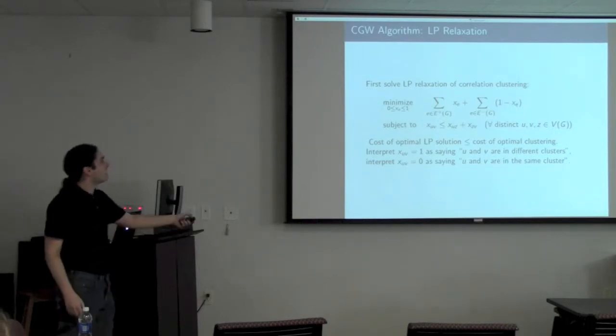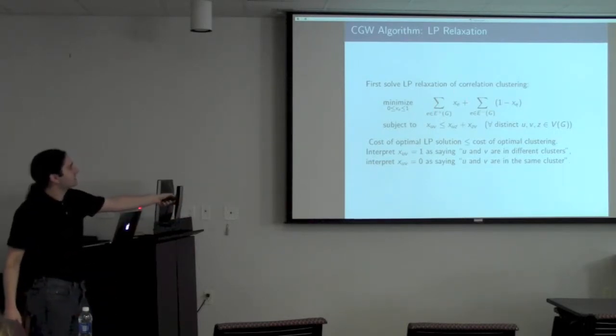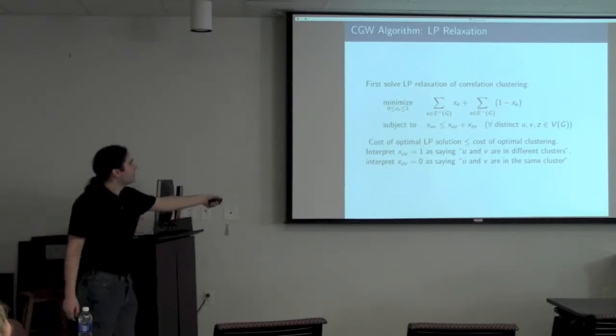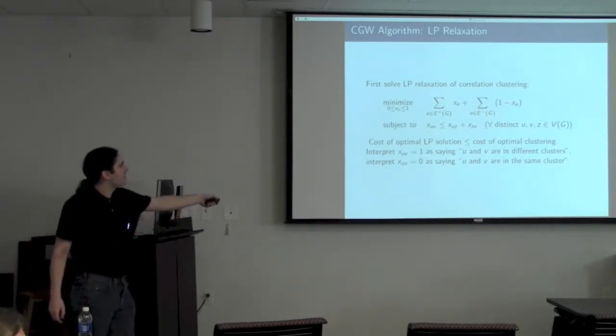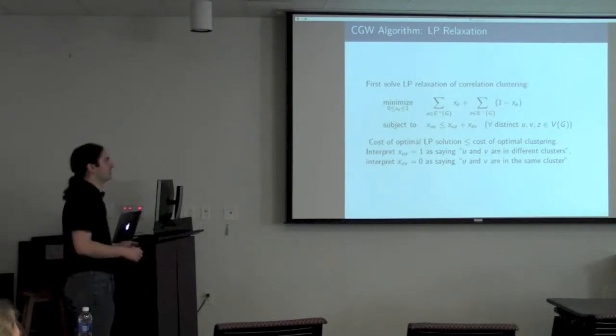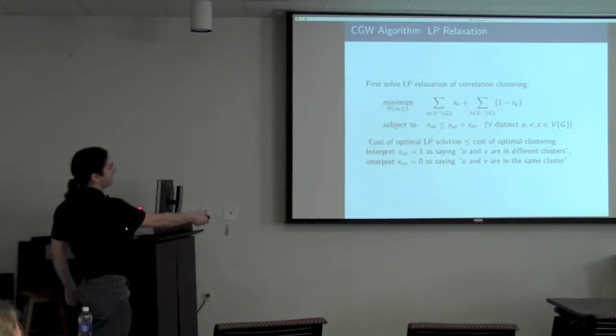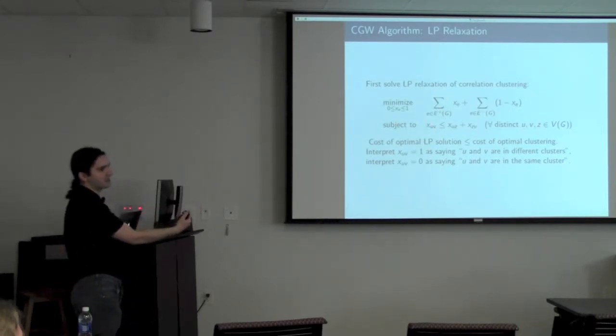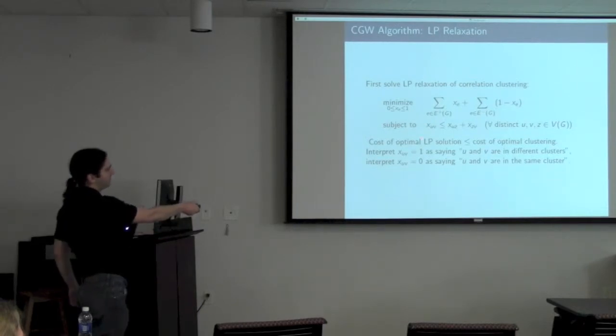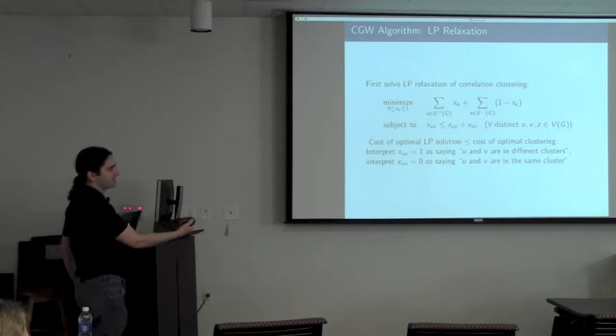If you look at this objective function, it's saying that for the positive edges, being in different clusters is bad, and for the negative edges, being in the same cluster is bad. And this here is like a triangle inequality. It's saying that if u and v are in different clusters, in other words if x_uv is 1, it can't be the case that both u and z are in the same cluster and also z and v are in the same cluster.